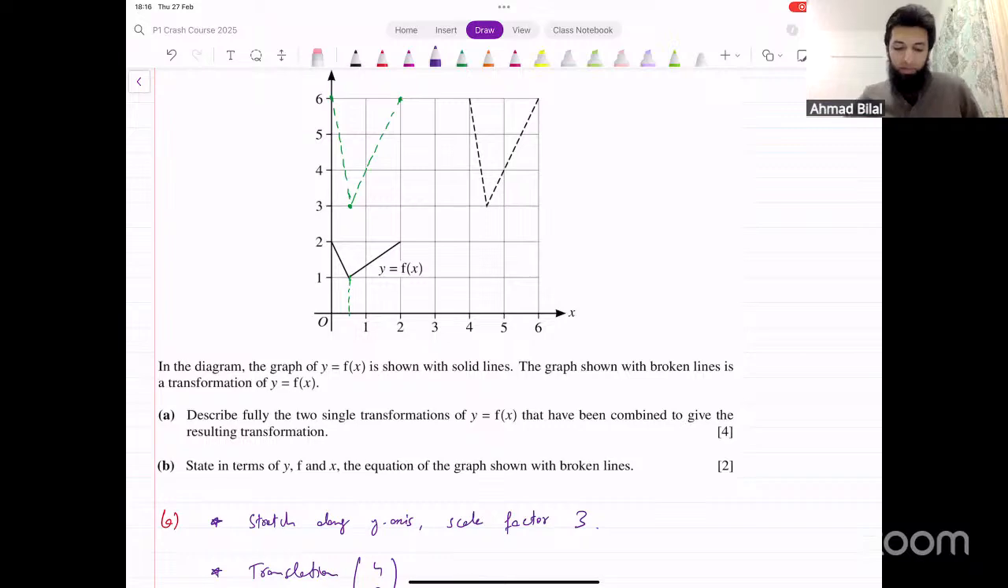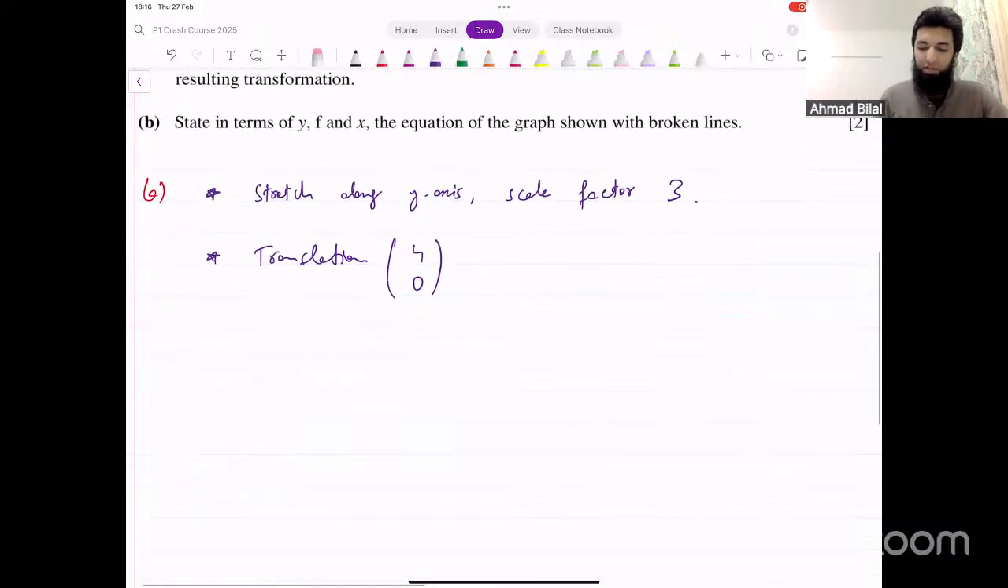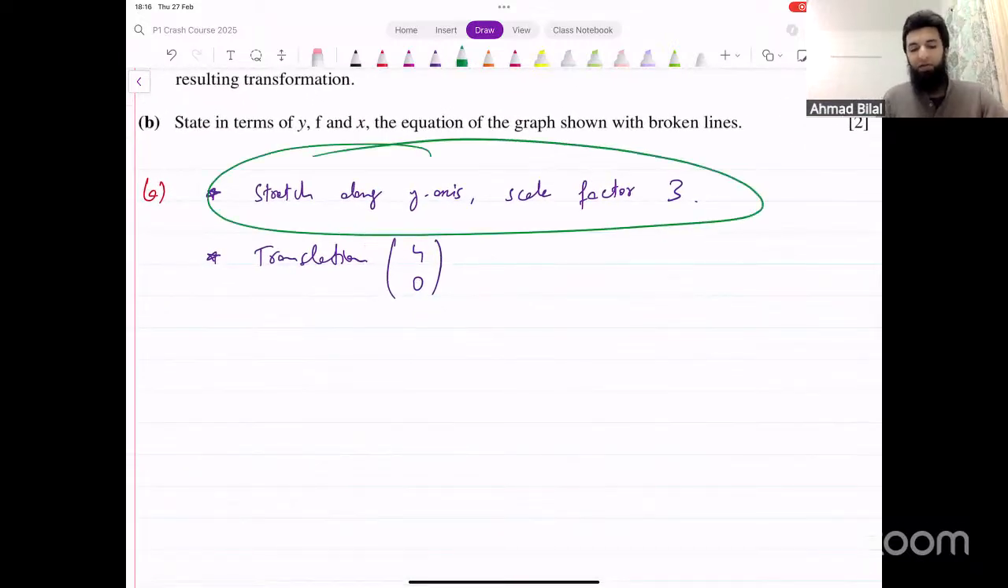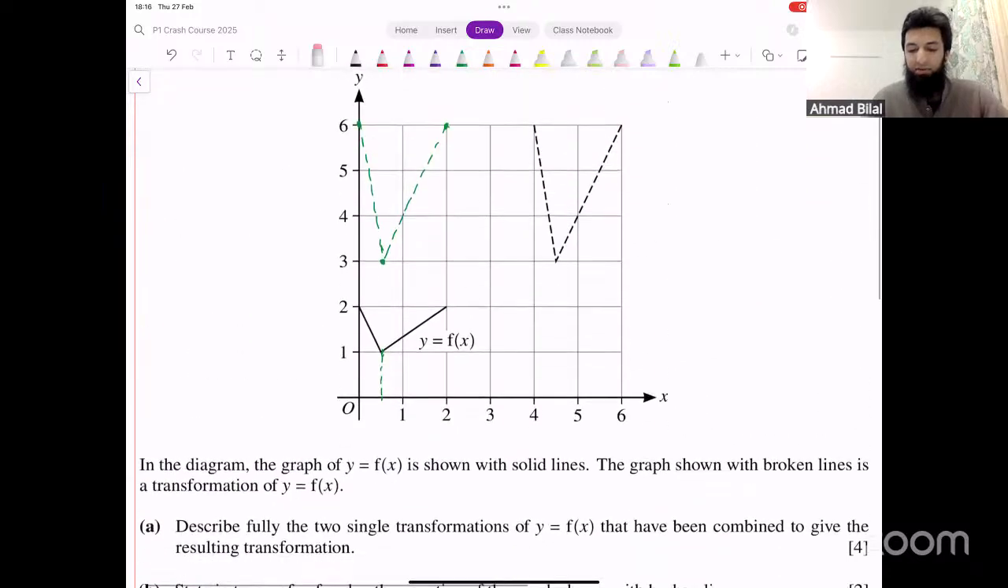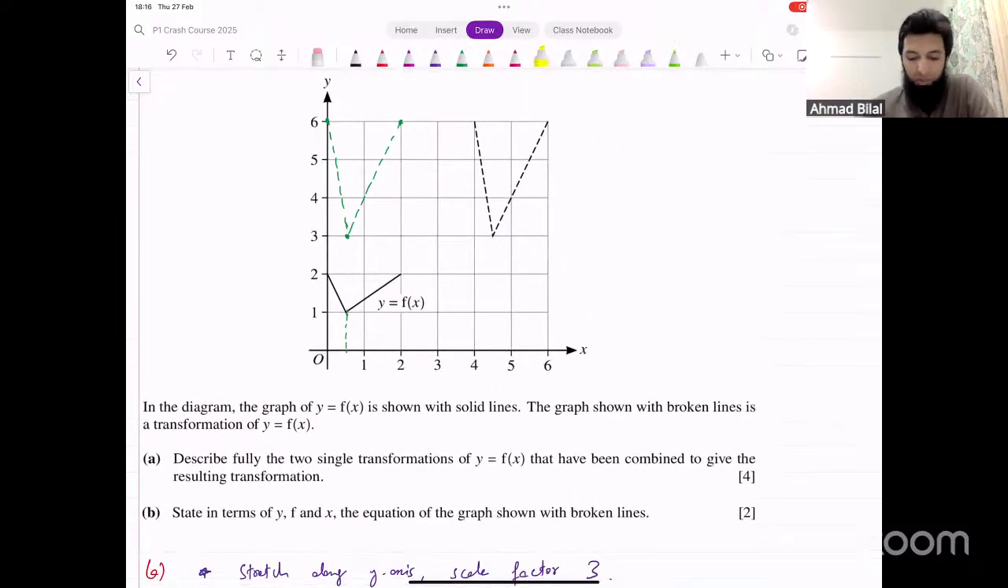Okay, let me repeat this. The stretch was easy to figure out, right? We figured out that it's a stretch along the y-axis with scale factor 3. How did we figure that out? Because the size of the figure was changing. It was 1 unit high earlier, now it's 3 units high. So it's a stretch with scale factor 3.